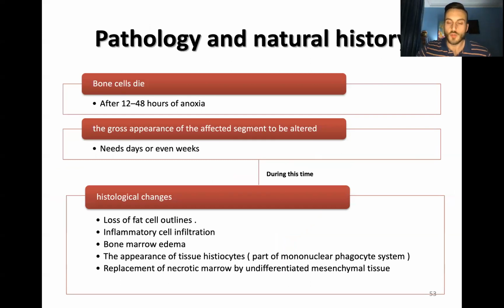Okay, usually bone cells die after 12 to 48 hours of anoxia. That's why it's important to diagnose early and treat early. The gross appearance of the affected segment to be altered needs days, even weeks. So you don't wait until you see it by the X-ray. So X-ray is late. Histological changes: loss of fat cell outline, inflammatory cells, bone edema, appearance of tissue histiocytes, and replacement of necrotic marrow by undifferentiated mesenchymal tissue.